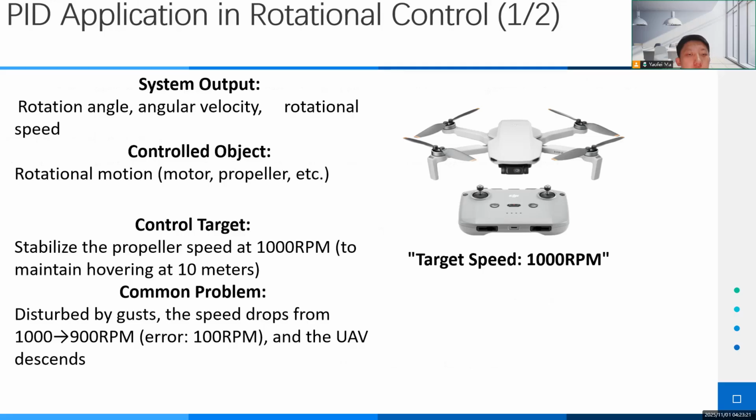A good example is a UAV propeller. The control target is to keep the propeller speed at 1000 RPM. This keeps the UAV hovering at 10 meters, but if a gust of wind hits, the propeller slows down to 900 RPM. The error is 100 RPM, so the UAV starts to descend and PID steps in.